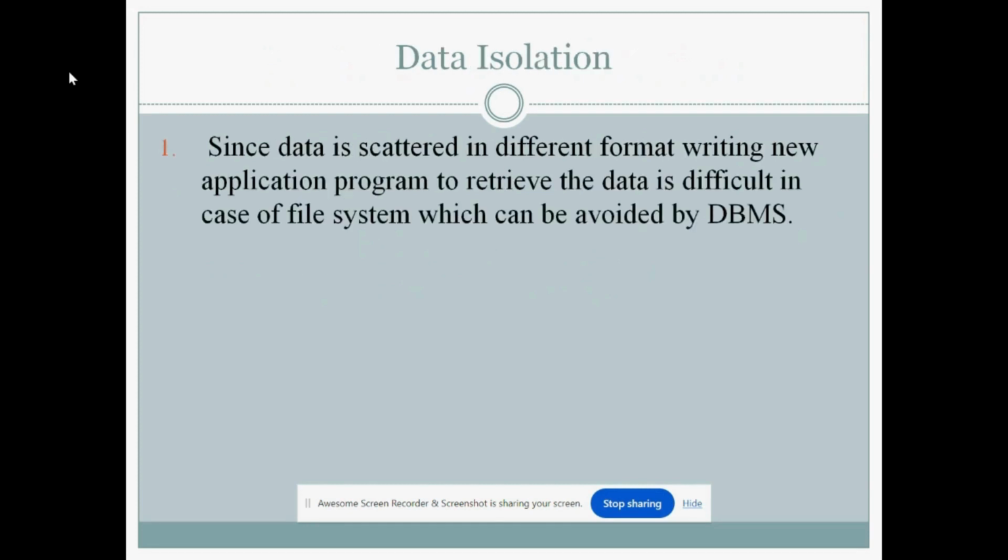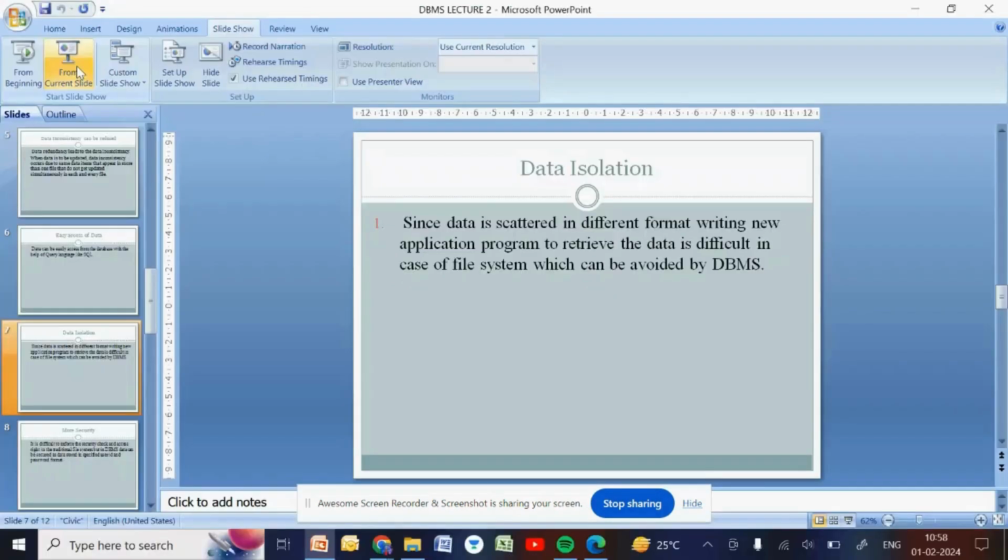Now coming to the fourth advantage, that is data isolation. Since data is scattered in different formats, writing a new application program to retrieve the data is difficult in case of a file system, which can be avoided by DBMS.